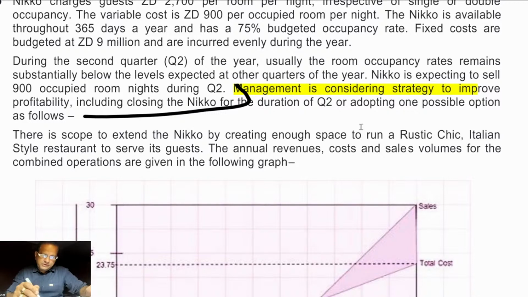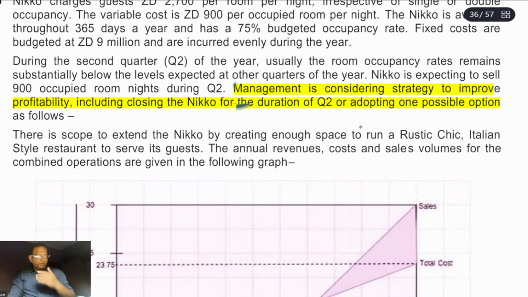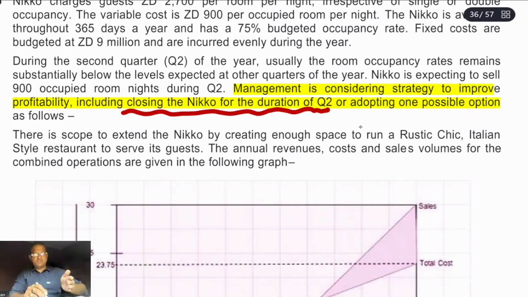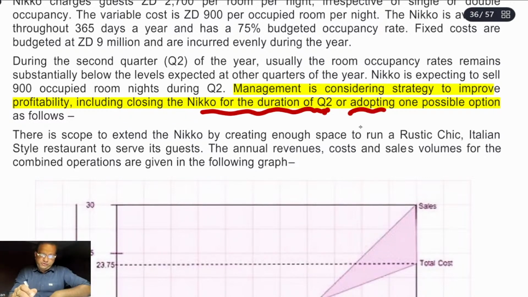This is the option given to you. Management is considering a strategy to improve the profit, either closing the hotel for the duration of quarter two, or adopting one possible option, that is to extend the hotel.